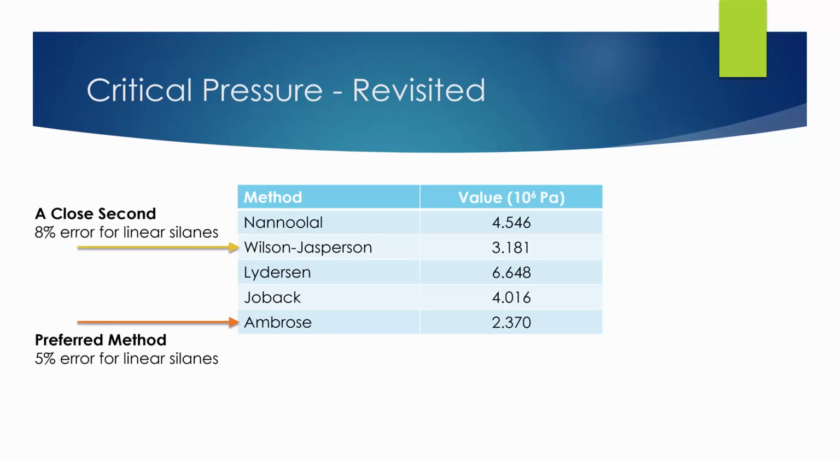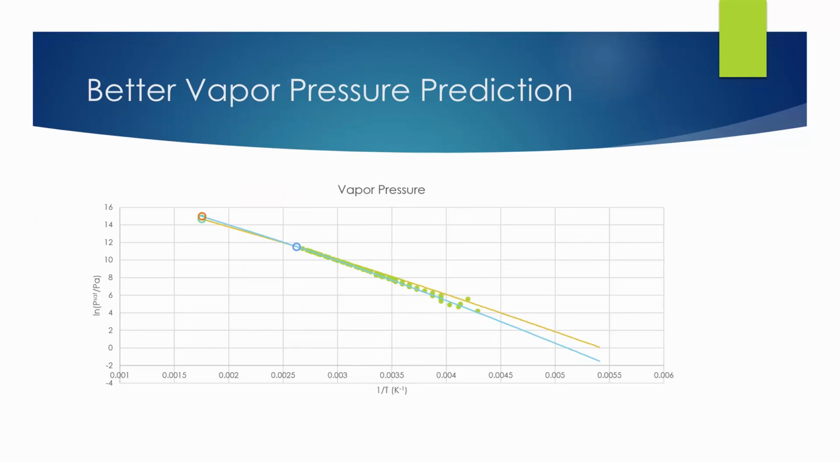This analysis showed that the Ambrose method predicted the critical pressure of other linear silicon-based compounds to within about 5%, while the Wilson-Jasperson method was about 8%. Realizing that a higher critical pressure would improve later predictions, the reviewer chose to accept the Wilson-Jasperson value and recalculate the other properties. Here are the results for vapor pressure.